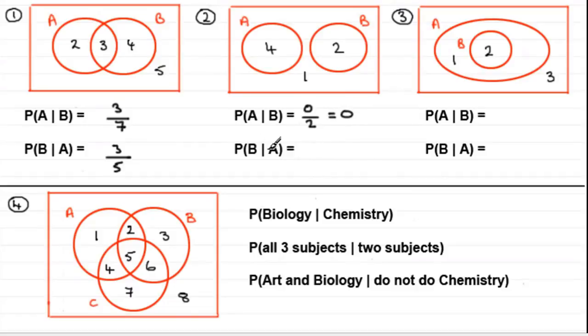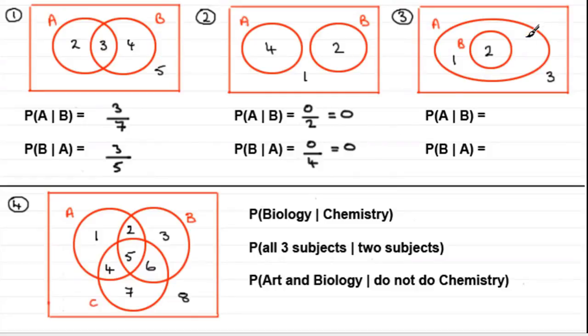And for this one, probability someone does biology, given that they do art. Well, we know they do art, so that's out of 4. But how many out of 4 people doing art do biology? Well, clearly it is none. There's nobody in this set that does biology. So it's none out of 4, in other words, 0.